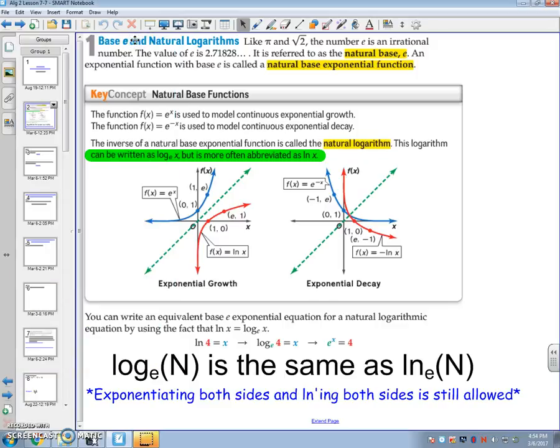All right, we have two exponential functions, e to the x and e to the negative x. They're both used for continuous exponential growth or decay. The only difference is the exponent. If the exponent's positive, it's growth. If it's a negative exponent, it's decay.